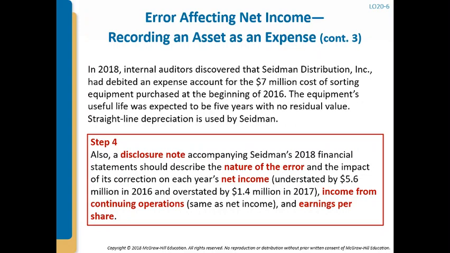And of course, there has to be a disclosure note that describes the nature of the error, the impact of the correction on each year's net income, and the effect on income from operations as well as earnings per share.